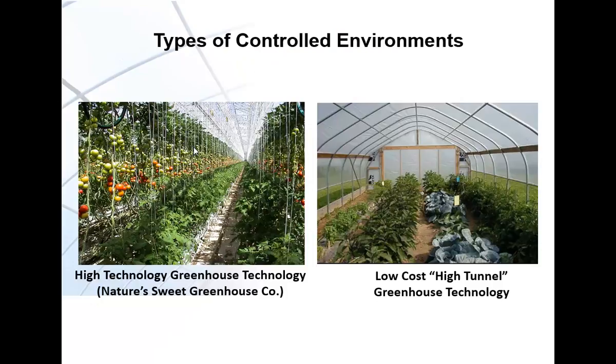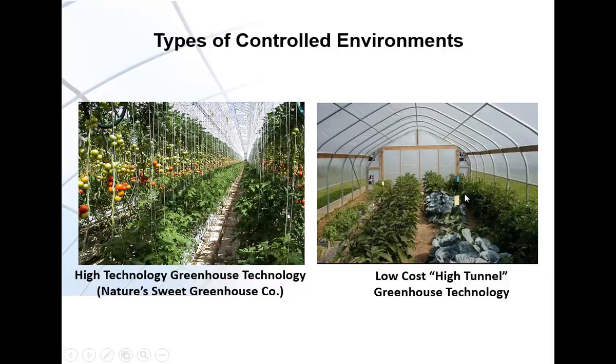The two ranges go from the high technology on the left to the low technology and lower cost high tunnel greenhouse technology. The high technology is very much like the Dutch design. It might be glass, or it could be double layer polyethylene. In this case, growing tomatoes hydroponically in a multiple bay gutter connected greenhouse in Arizona.